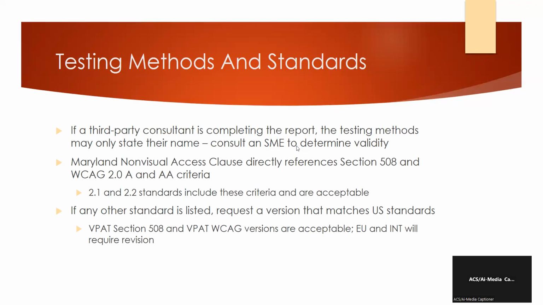So if any other standard is listed, then you want to request a version that matches the US standard. As I mentioned, there's an EU version and an international version. Either of those, while it can be made parallel because the general needs of accessibility are going to be the same anywhere, does make the interpretation of the report harder and makes the whole process more burdensome. So we recommend that you use the Section 508 VPAT first, but the WCAG version of the VPAT is perfectly acceptable as well.